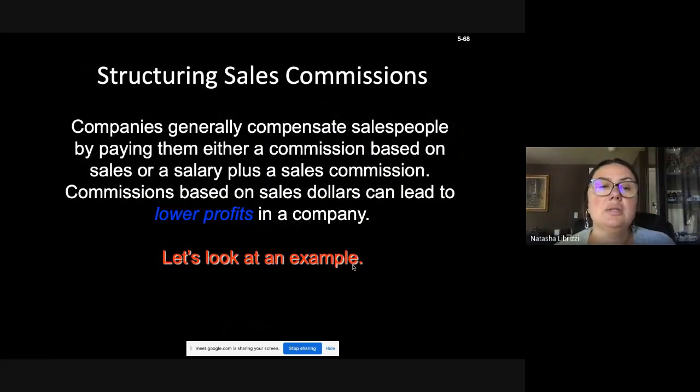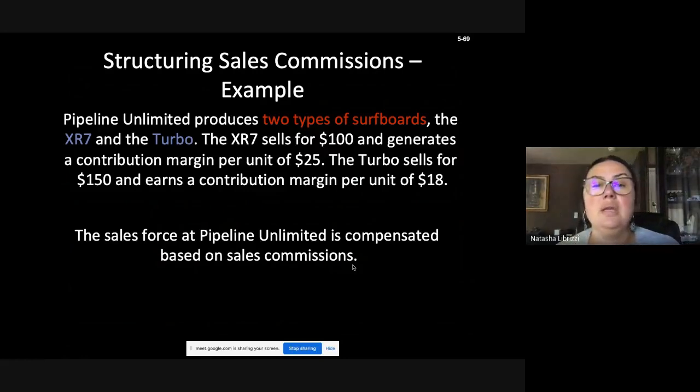Structuring sales commissions. A company generally compensates salespeople by paying them either a commission based on sales or a salary plus sales commission. Commission based on sales dollars can lead to lower profit for the company. So let's look at an example. We're going to look at two types of surfboards, the XR7 and the Turbo. The XR7 sells for $100 and generates a contribution margin of $25. The Turbo sells for $150 and earns a contribution margin per unit of $18.